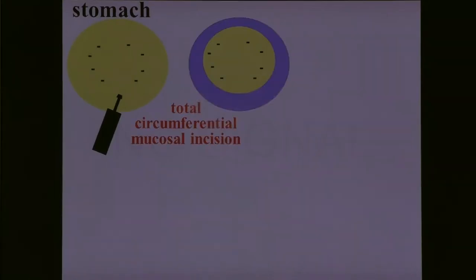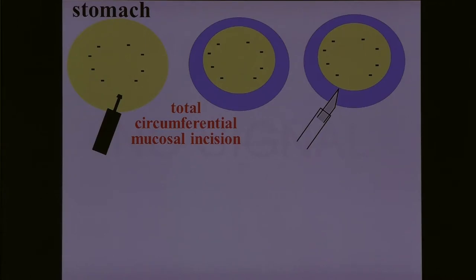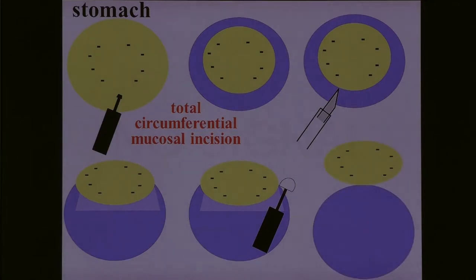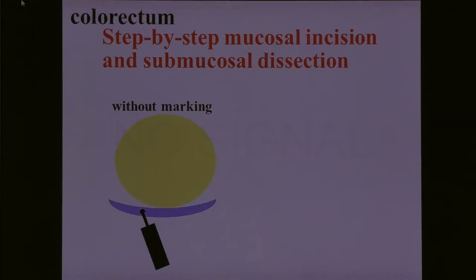In the stomach, ESD is done with marking. And usually, a total circumferential mucosal incision is made. And after that, submucosal dissection is performed. But in the colorectum, step-by-step mucosal incision and submucosal dissection is done.